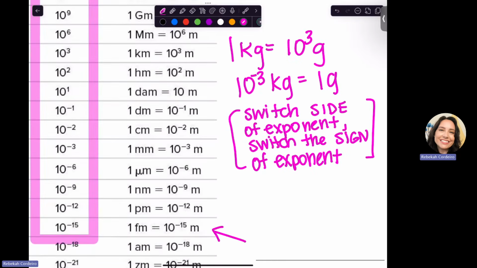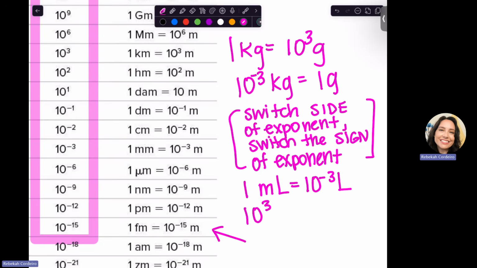You may see, so we know a milli is 10 to the negative 3. That was on my flashcard. I could put in milliliter on both sides, put a liter on both sides, and now I have a conversion factor. I could also say 10 to the 3 milliliters equals a liter.